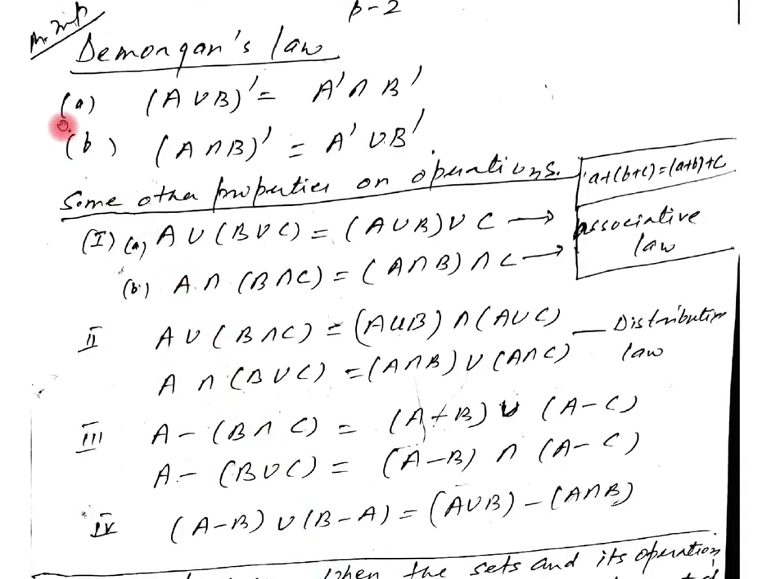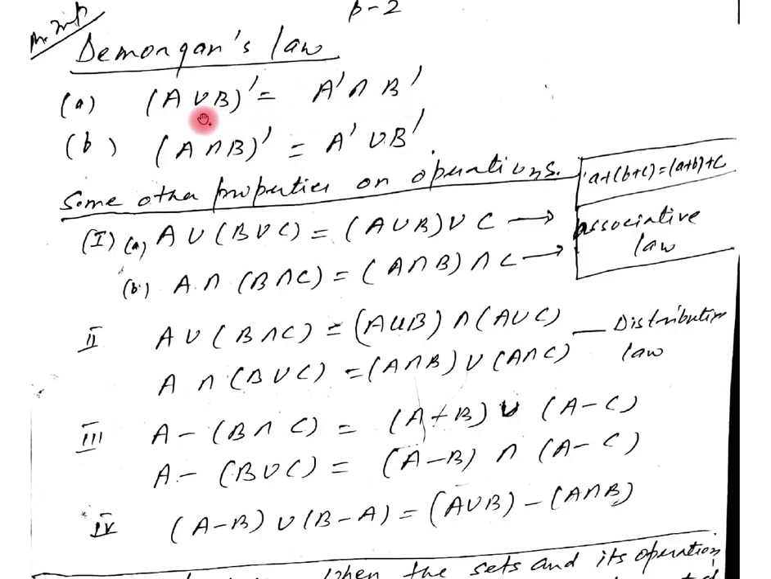Now let us see more properties on the complement. These two are known as De Morgan's law. These are very important laws in the set theory. First is A union B dash is equal to A dash intersection B dash. Means complement of the union of two sets is equal to intersection of their complements.